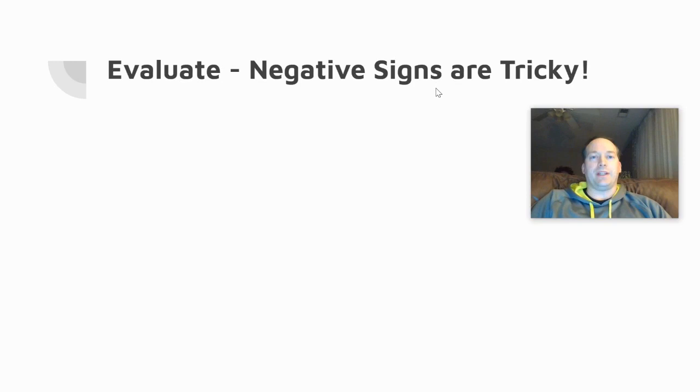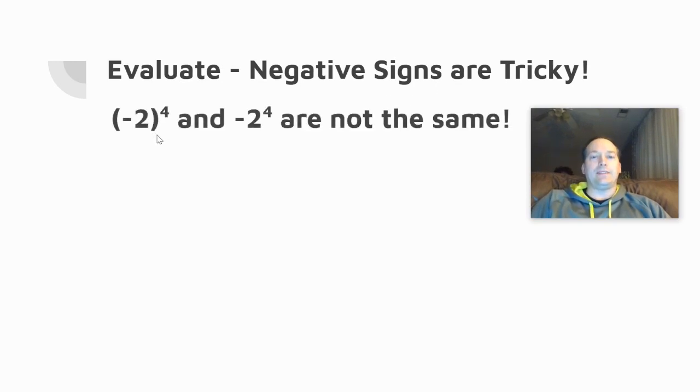Negative signs can be very tricky, and here's why. If you look at this and this, they look very, very similar. They are not the same. And the key with exponents, and this is probably the most important thing to take away from today: whatever the exponent is touching, that is what is being raised to the power. So if you look here, the 4 is not touching the 2. The 4 is not touching the negative sign. The 4 is touching the parentheses. Since it's touching the parentheses, what's in the parentheses is your base.